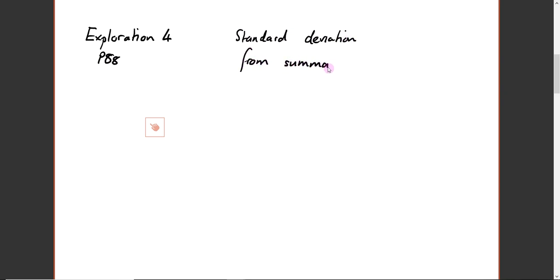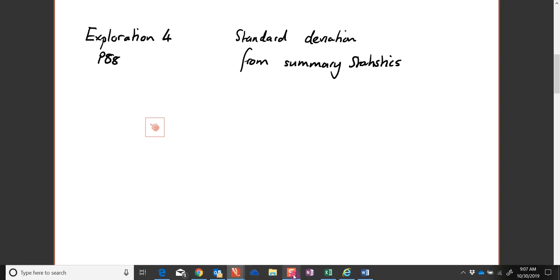So it's some good maths for you, testing your algebraic ability. So it's exploration 4 on page 88. And this is where we're looking at finding standard deviation from summary statistics. So have a look at that exploration. If you can't do it, it's not a problem. I'll go through it quickly with you, but have a go first.